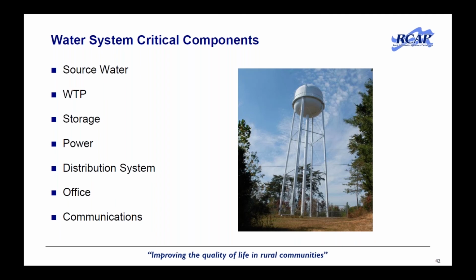Offices, the buildings and the computers and the files, transportation and our work vehicles, very important to water systems in Kentucky, the work vehicles. And then of course, communications, you know, telephones and cell phones and radios and our SCADA systems, all those things are very important and need to be determined, you know, the critical components of our system.